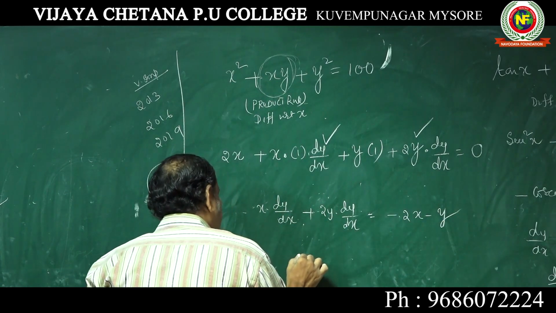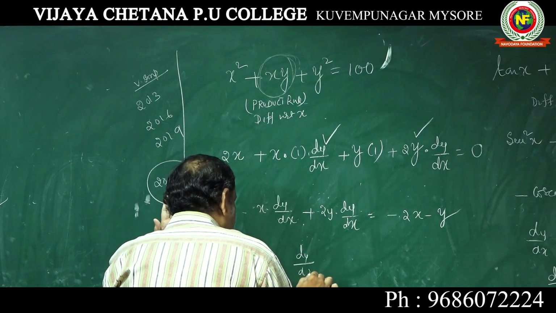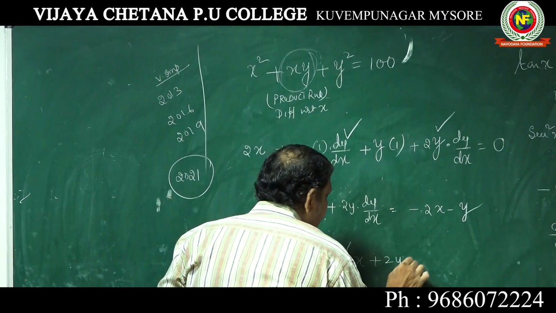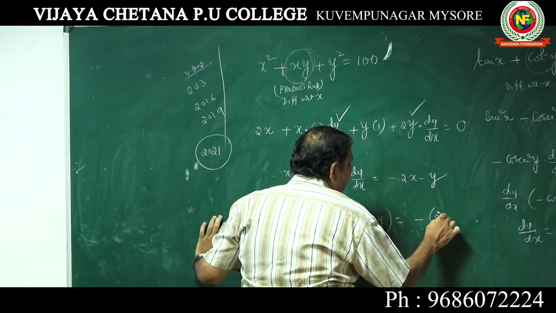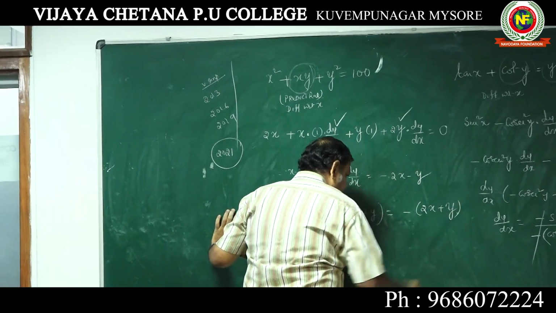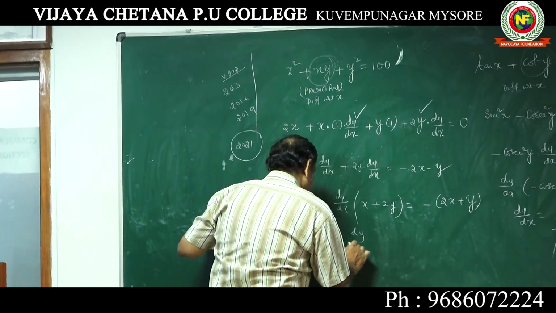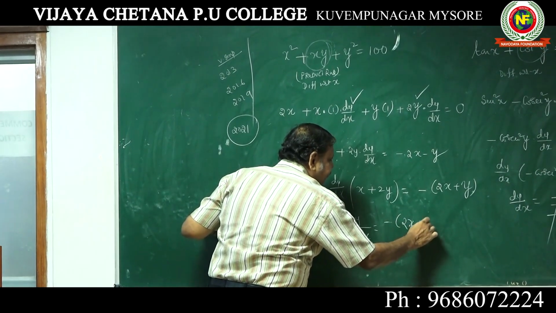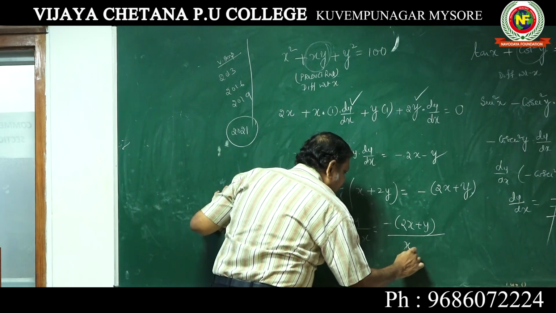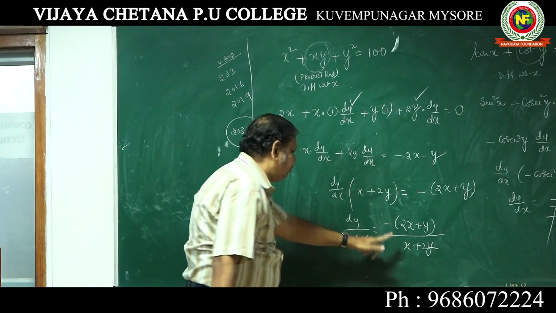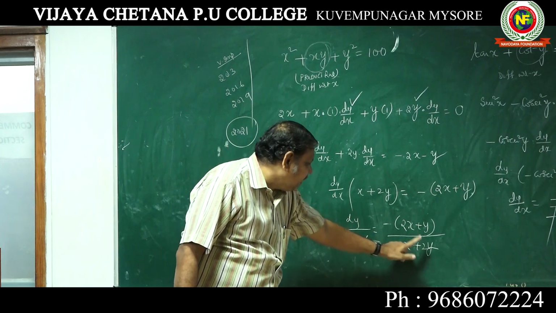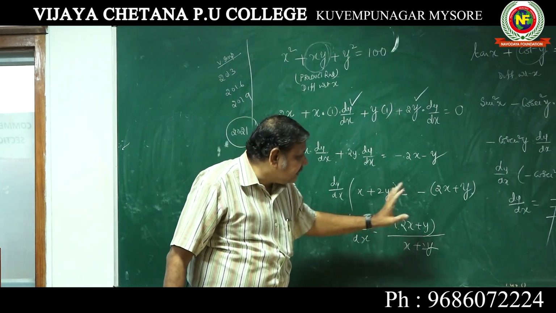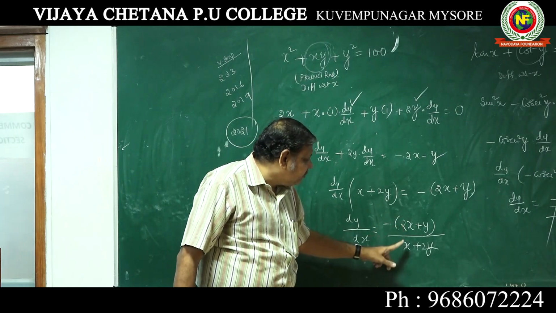Now take dy by dx outside: dy by dx into x plus 2y is equal to minus, taking outside, 2x plus y. Now dy by dx is equal to minus of 2x plus y by x plus 2y. Don't cancel this x, this y; this is a different term, that is a different term. Many students I have seen cancelling this and getting 0. So don't cancel, this is a different term, this is a different term.